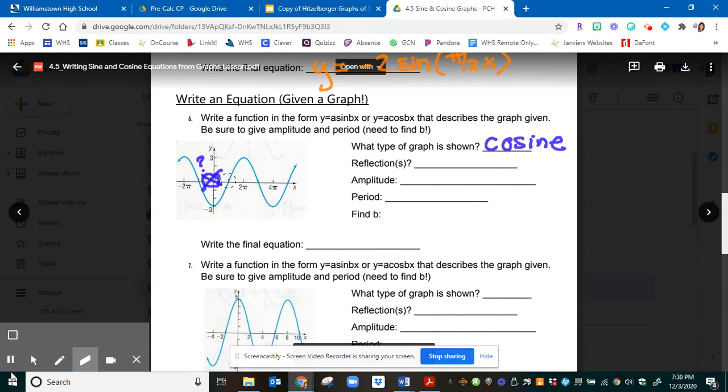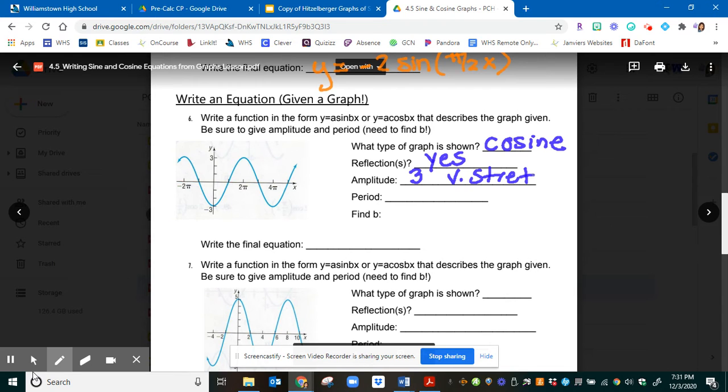Then the next thing that you guys need to be aware of is, does this have a reflection? Well, the normal cosine graph starts up here and it comes down and it's one big huge valley from 0 to 2 pi. As you can tell, this is starting at -3. So yes, this does have a reflection. And then the next thing you would want to do is take a look at our amplitude. Normally it starts at 1. This is at 3. This has a vertical stretch.